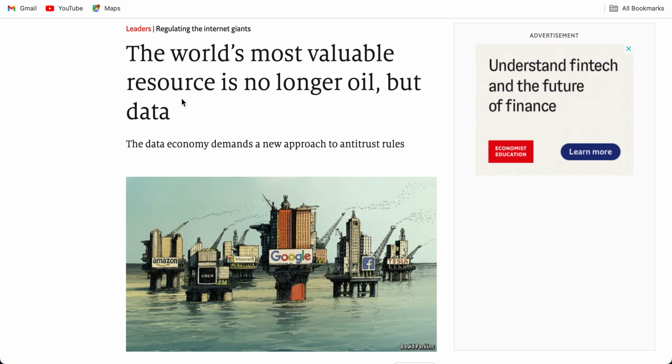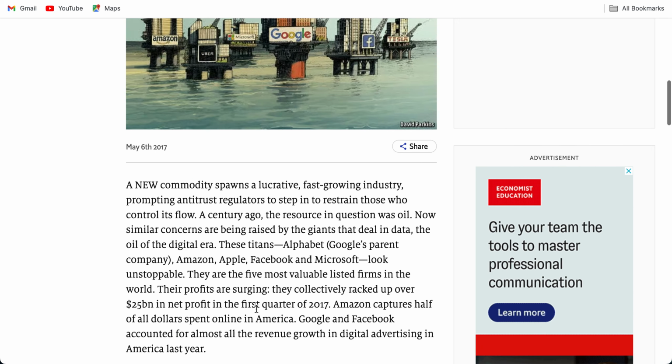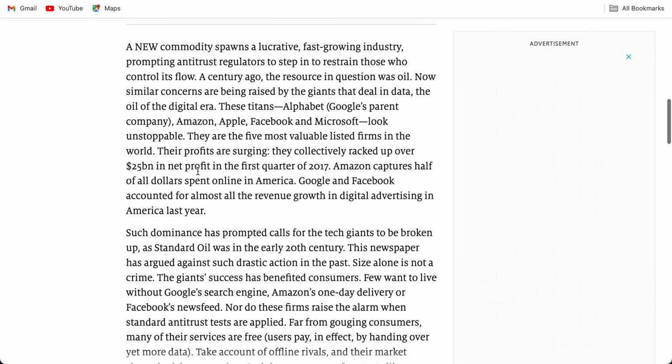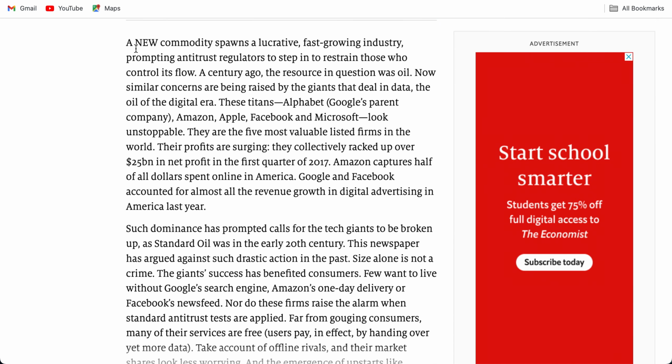Anyways guys, the world's most valuable resource is no longer oil but data. The data economy demands a new approach to antitrust rules. And in the world of crypto, who's dealing with data? We're going to be checking that out in a moment, but let us just skim through this piece really quickly. A new commodity spawns a lucrative, fast-growing industry, prompting antitrust regulators to step in to restrain those who control its flow. A century ago, the resource in question was oil. Now, similar concerns are being raised by the giants that deal in data, the oil of the digital era.